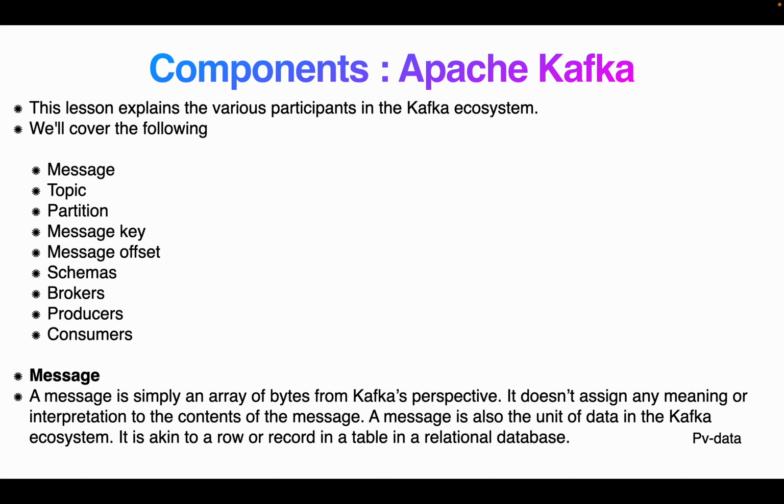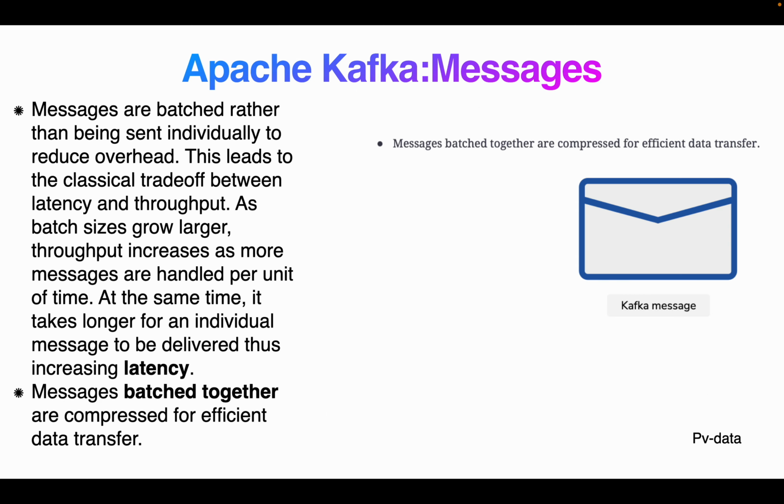A message is simply an array of bytes from Kafka's perspective, and it does not assign any meaning or interpretation to the contents of a message. A message is also a unit of data in Kafka. So a message is nothing but data, the rows of data. It's like a row or record in a relational database table. So this is the message, as you see.